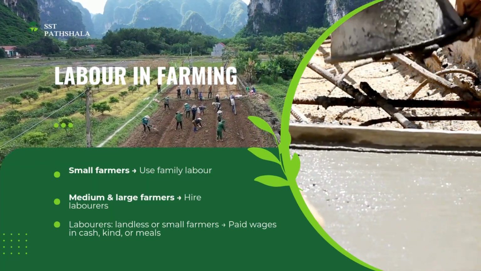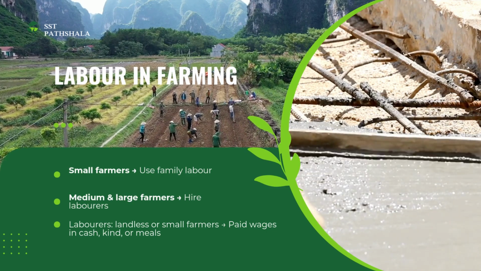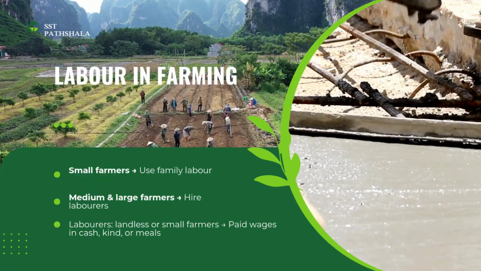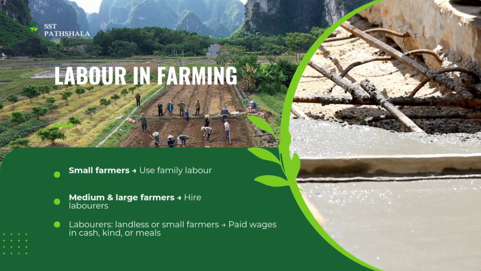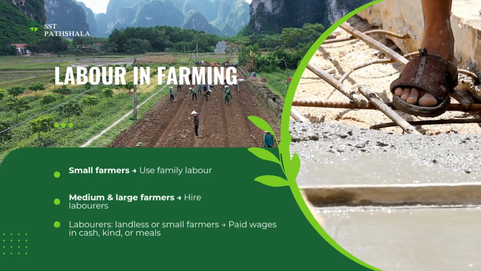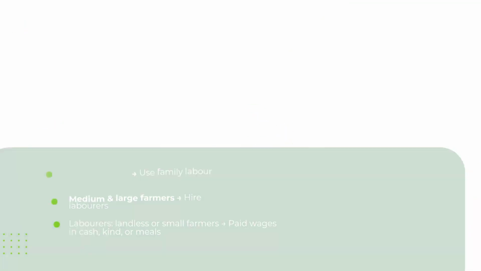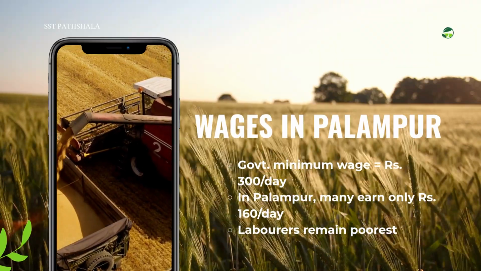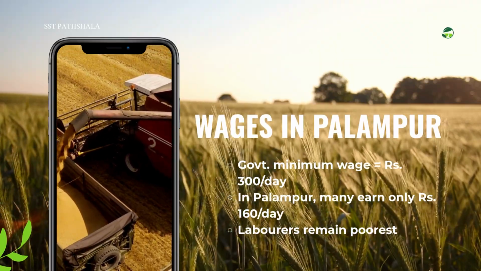Wages may be in cash, or in kind, like crops or even food. Unfortunately, in Palampur, laborers often get wages much below the government minimum wage because there is high competition for work. This is why laborers like Dala and Ramkali live in poverty.